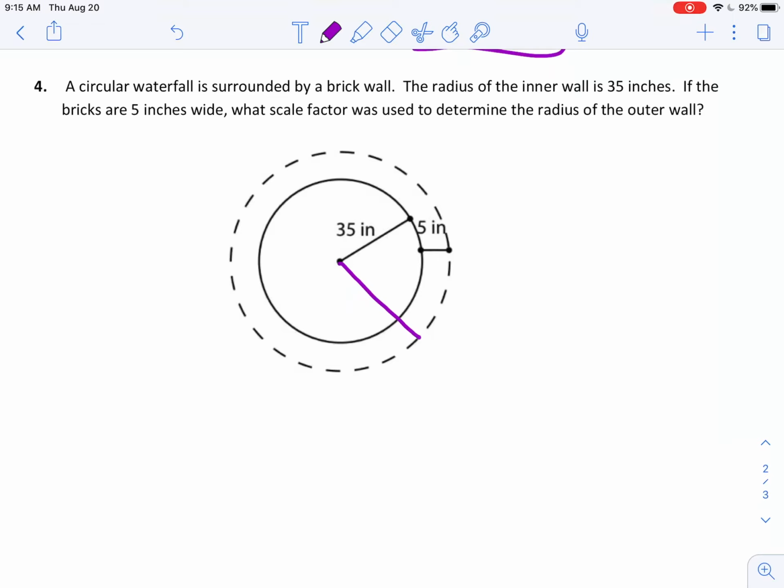Now I can see by adding these two, if I put this 5 inches right over here, this radius is 35 plus 5, which is 40. So the scale factor that was used is my outer, or my final over my initial, 40 over 35. I know I can divide both of these by 5, so I guess that would be 8 over 7. So my scale factor to determine the radius of the outer wall is 8 over 7. That's it for today.